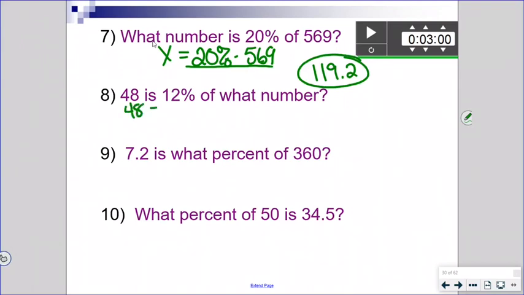48 is 12% of what number? Divide both sides by 12%. X is going to equal 400.